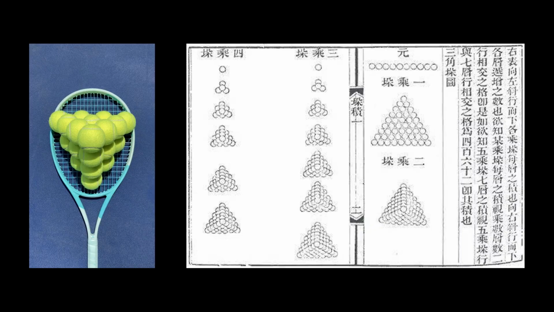Yuan Dynasty mathematician Zhu Shijie proposed finding the total number of balls in a sequence of tetrahedra. Would you like to play and build your own pattern of stacks or even an architecture? And then enjoy figuring out the math behind it.